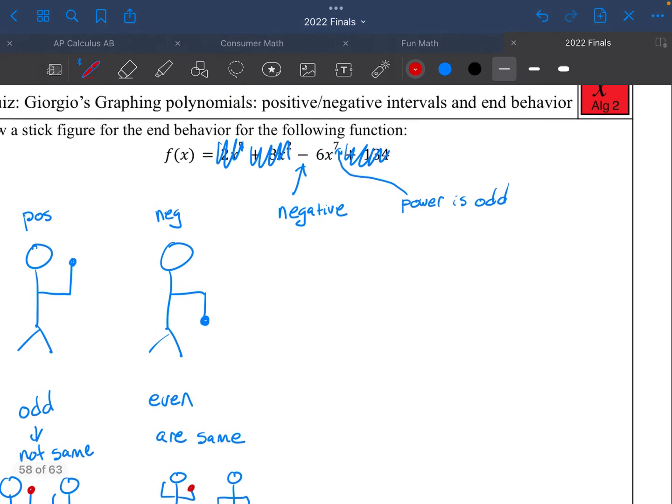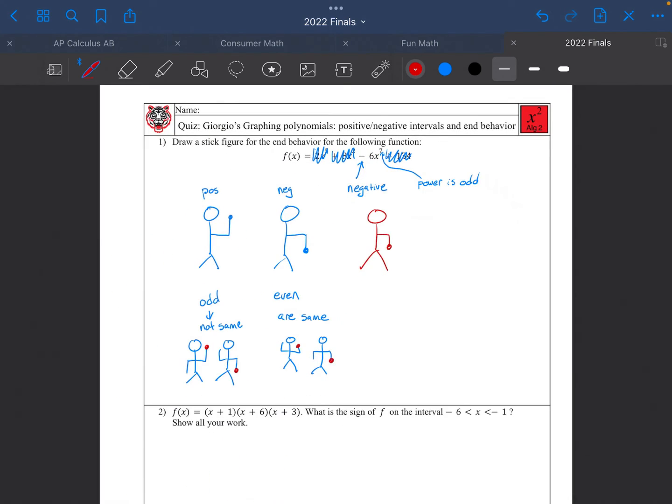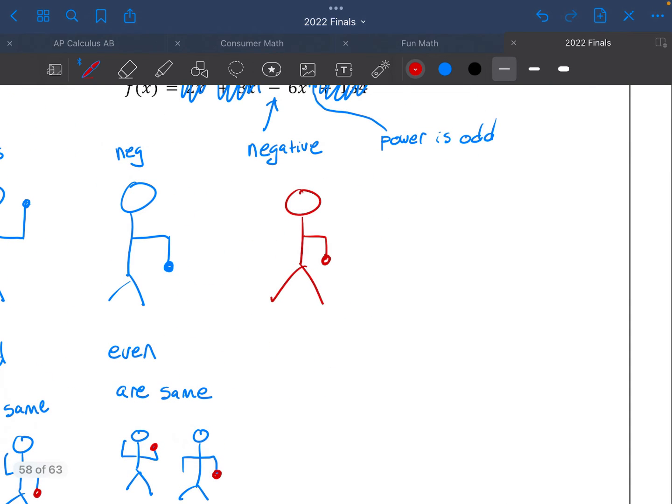All right. So we have a negative. I'm looking at this, right? We have a negative here, meaning that we have a stick figure where our hand is down. And then finally, we have a power that is odd, meaning we have a mismatch. The hands are not the same. Oop, didn't mean to double tap that. And that means I have a hand that comes up like that, and that is our final answer.